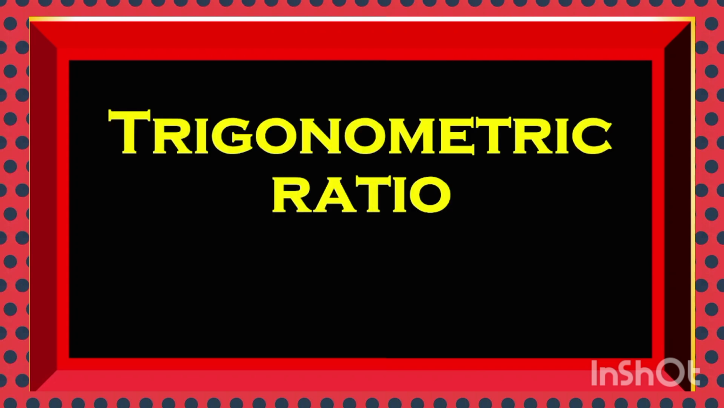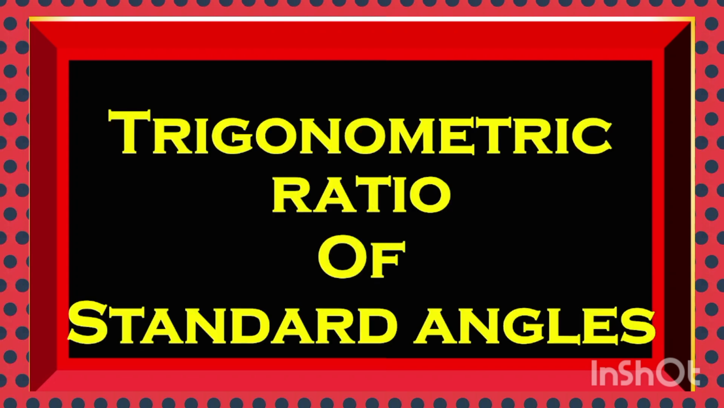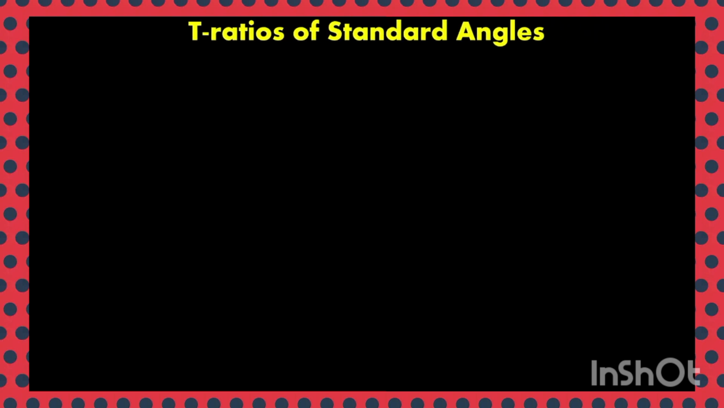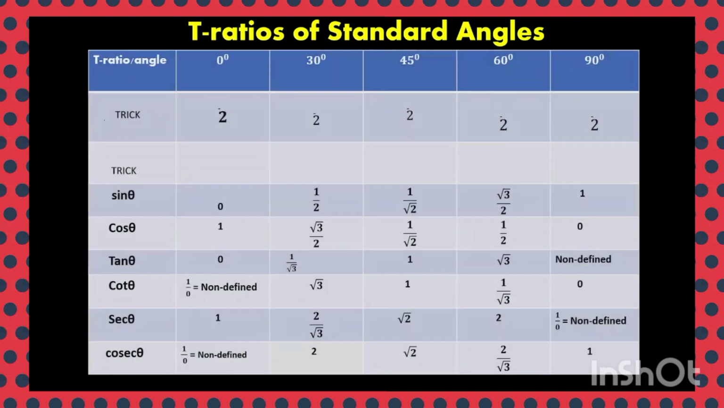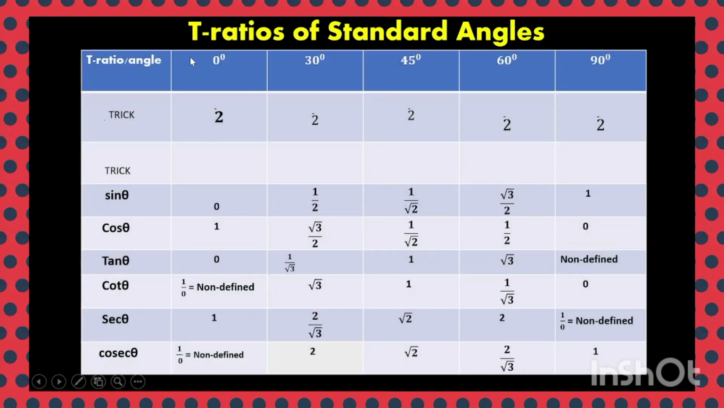So here I am discussing trigonometric ratios of standard angles. One of the important concepts. We can find out trigonometric ratios of standard angles, which is helpful in solving various trigonometric problems and has great application in trigonometry. You see the table, an interesting table, and with the help of a trick we are going to explain trigonometric ratios of standard angles. Here 0 degree, 30 degree, 45 degree, 60 degree and 90 degree.